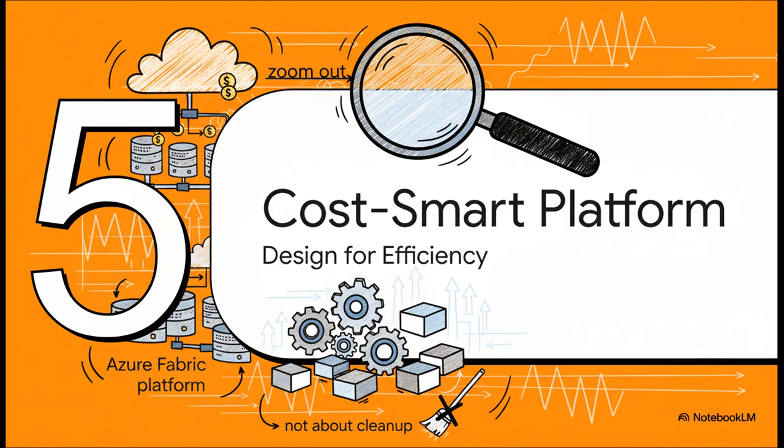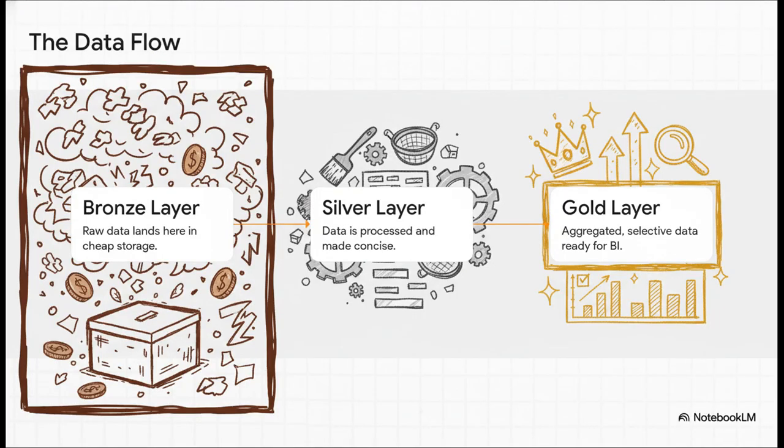Okay, so let's zoom out from the individual tactics and talk about overall strategy. Because the most effective cost management isn't just about cleaning up a mess after the fact. It's about building a cost-smart platform from day one. This right here is the foundation of a cost-efficient architecture, the bronze, silver, and gold layers. You land all your raw, messy data in the bronze layer. Think cheap storage. Then you process it, clean it, and make it more concise in the silver layer. And finally, you create these highly aggregated, business-ready datasets in the gold layer.